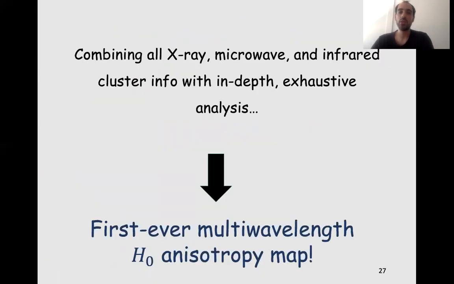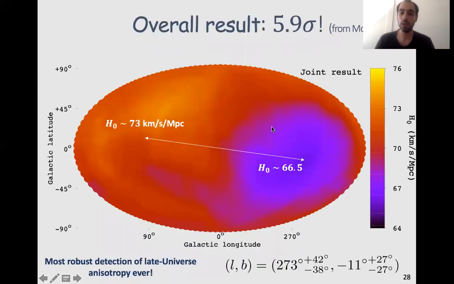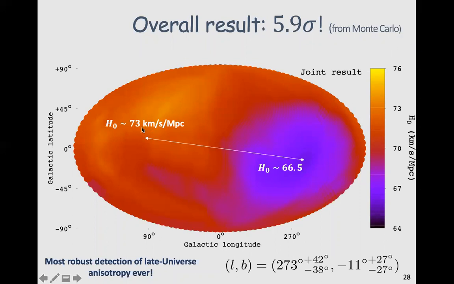Okay, sorry. So we do the obvious and we stack all the cluster information we have together. So we stack the X-ray, the microwave, and the infrared observations together for each cluster. We combine it with an in-depth exhaustive analysis, and we managed to create the first ever multi-wavelength H0 anisotropy map, which looks something like that. So as you can see, we see a very clear dipole form of an anisotropy, reaching an almost 6 sigma level. This is expected since we have many different independent measurements suggesting the same anisotropy. So combining all together, we reach this very high statistical level.